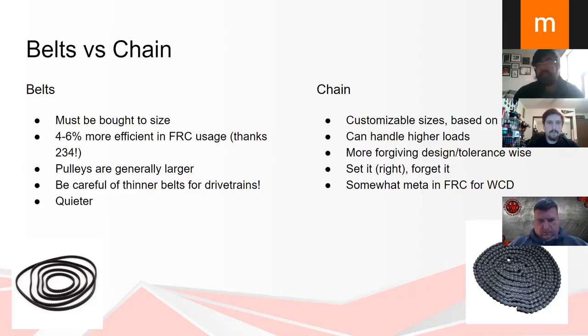Moving on, chain gets a little more forgiving. You've got customizable sizes based on pitch, so like a 25 series chain, the distance between the links is just 1/4 of an inch, so it's really easy and simplistic to design for. You have a bunch of options. Pound for pound, it can generally handle higher stresses and mechanical difficulty than belts do. And in line with that size conversation, it's a much more forgiving design, tolerance-wise, and much more adjustable than belts can be.